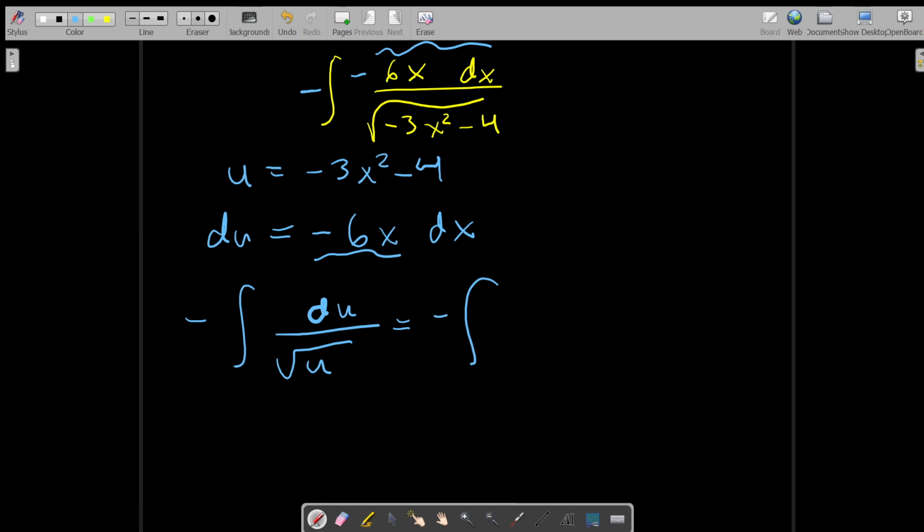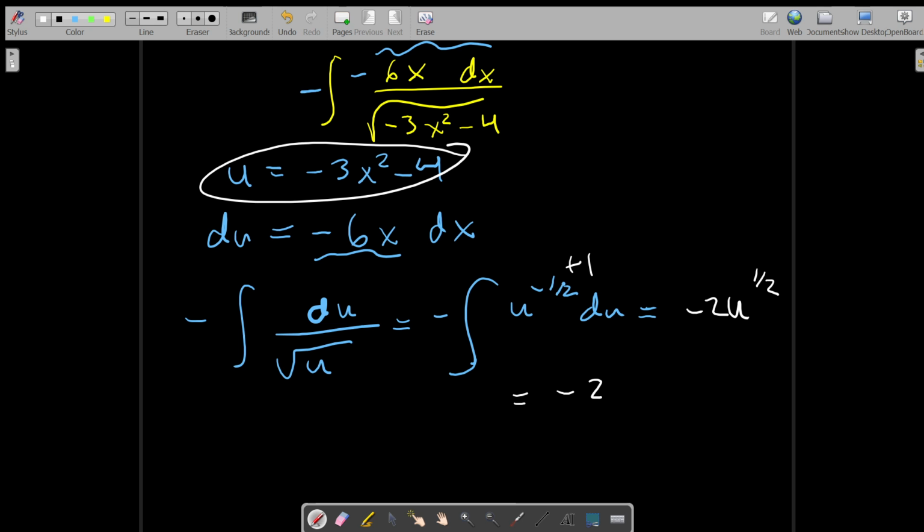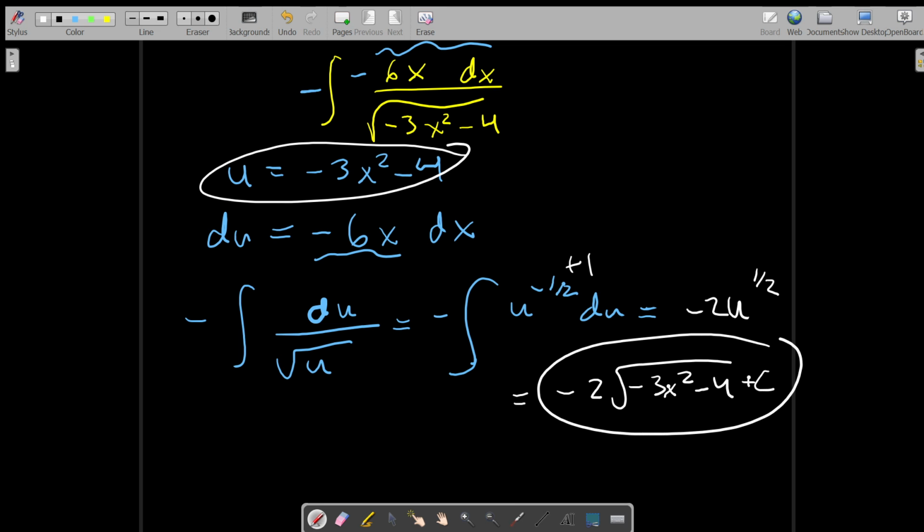I'm just going to rewrite this as minus the integral of u to the minus 1/2 du, so we can just use the power rule. Just doing the power rule, we add 1, and then multiply by the reciprocal, and we have minus 2u to the 1/2. And finally, going back to our u, that's minus 2 times the square root of minus 3x squared minus 4, plus c. Okay, good. That was our first method.